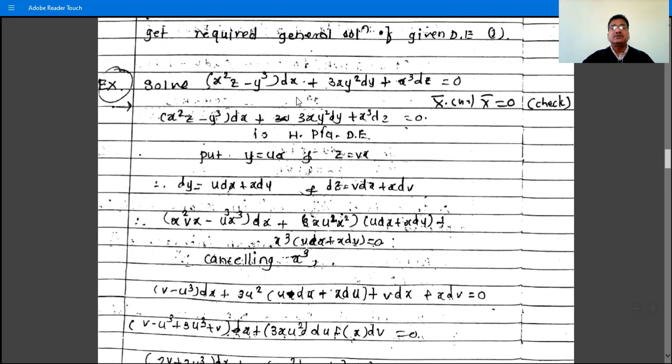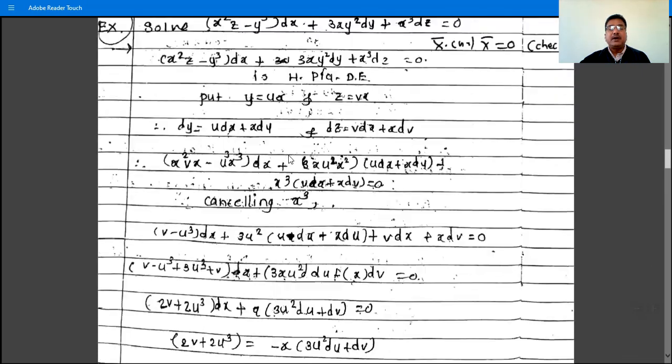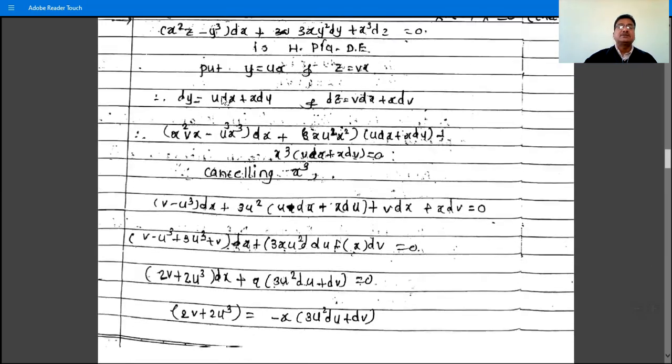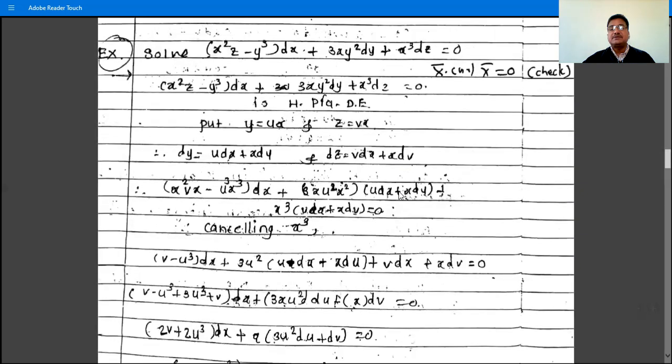Then the first part of the solution of this example is: check X bar dot curl X bar is equal to 0, or show X bar dot curl X bar is 0, and then write the sentence that the given differential equation is integrable. Then we have to solve this homogeneous Pfaffian differential equation. What is the procedure? Follow this method: put y is equal to ux and z is equal to vx. Then dy is u dx plus x du, dz is v dx plus x dv.